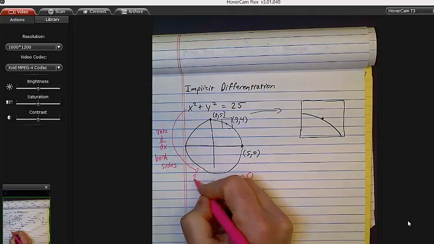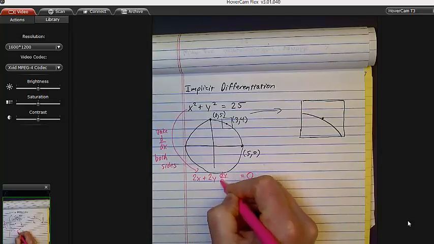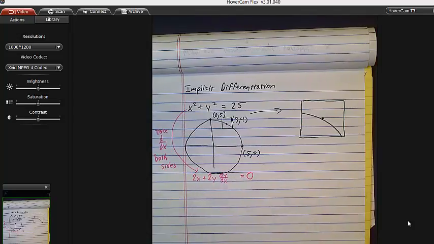2x plus 2y dy/dx. Very nice. Matthew remembers the chain rule, right? So actually, that's when we teach it in Calc 1, right after the chain rule, we show them implicit differentiation, which is a nice application of the chain rule.